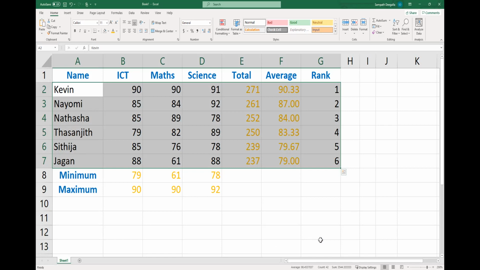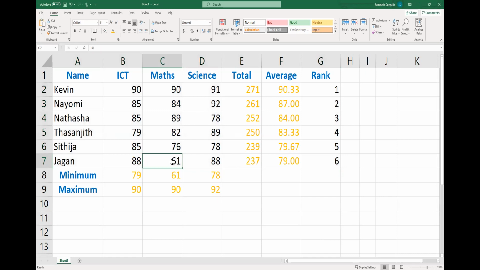Now, like I said, if Jagan's marks is 91, right now we see him in the 6th position. If you put 91, see what will happen, right? So Jagan is going to the 2nd position, right? But sorting, you have to do it manually again. So it will not sort automatically. But the other ones are okay, right?